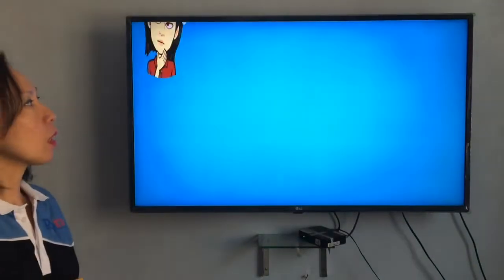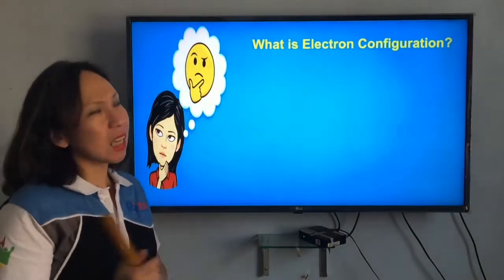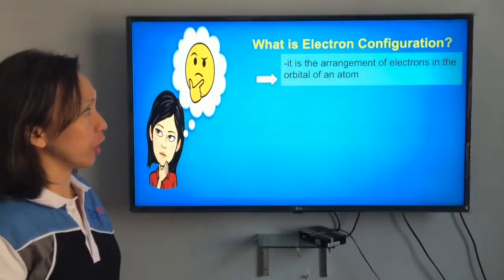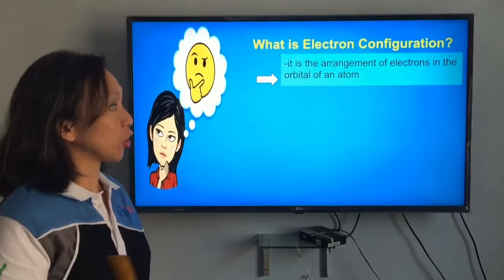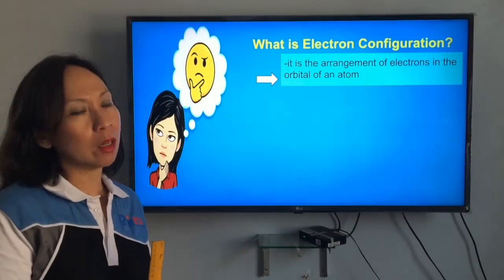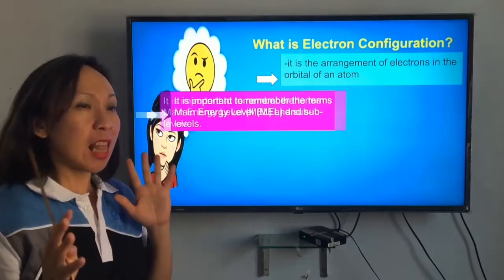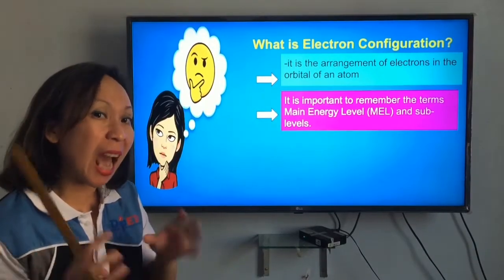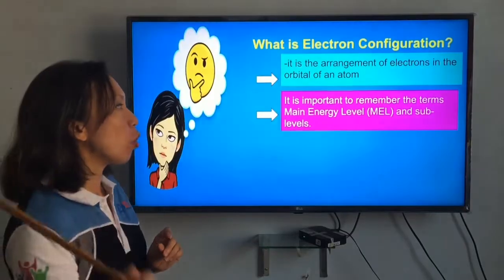Next. So, what is electron configuration? Electron configuration is the arrangement of electrons in the orbital of the atom. So, in electron configuration, we're going to discuss its actual arrangement in the orbital.